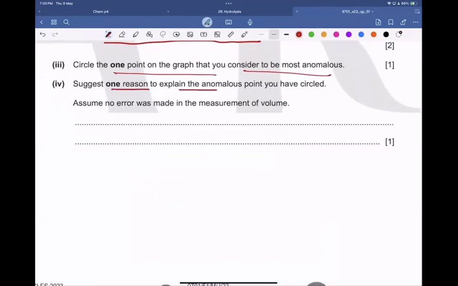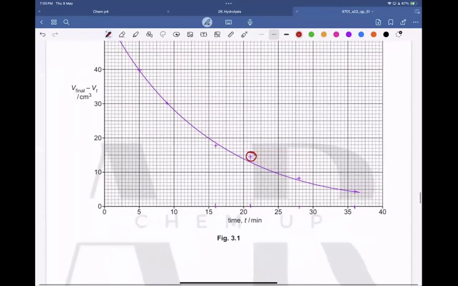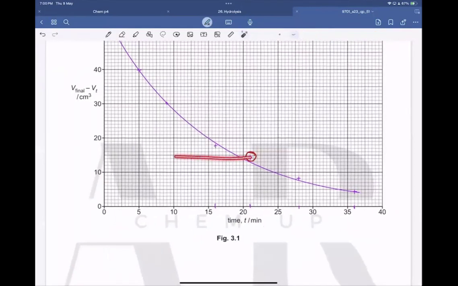Now, suggest one reason to explain why the anomalous point is where it is. Assume no error was made in the measurement of volume. So what they are trying to say is that this is correct, right? So if this is correct, then it means that the time over here must be this, not this one. Is this understandable? Anomalous point is the one which is away from the line of best fit.